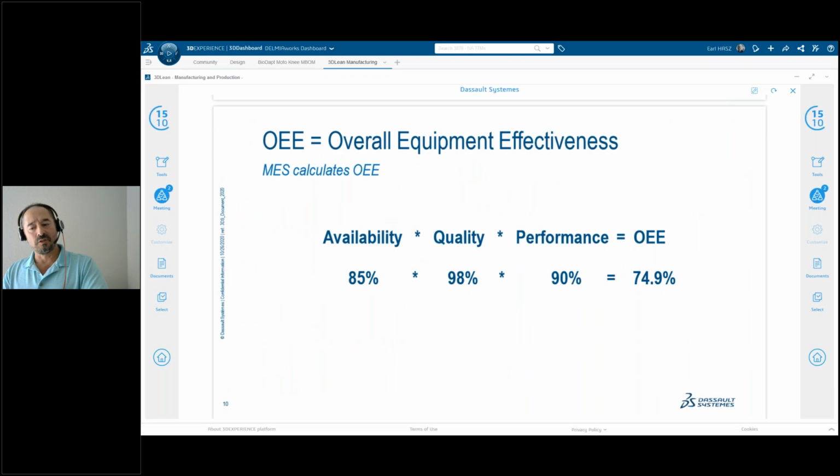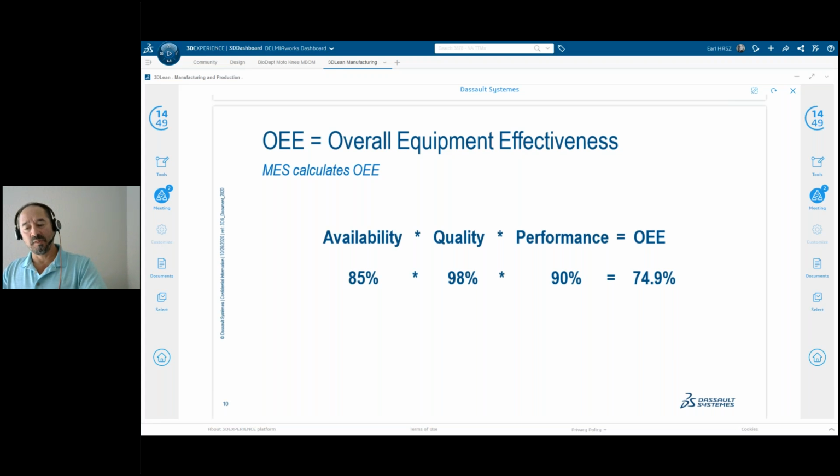Well, one good measure of production capacity comes from OEE, or overall equipment effectiveness. OEE comes from MES, from a system like DELMIAworks. Now, this measurement is a combination of machine availability times quality of parts times machine performance.